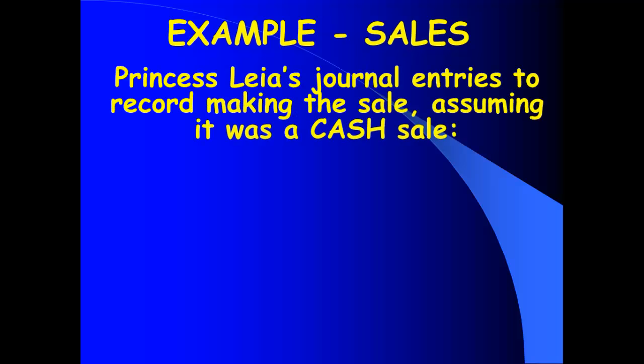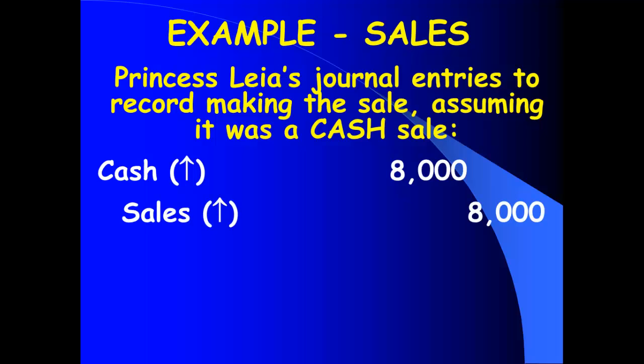First off, let's assume it was a cash sale. What do I have more of? Cash. Cash is an asset, goes up with a debit. We're going to debit cash for $8,000. And what else do I have more of? Sales is revenue, and revenue goes up with a credit. So I have $8,000 more cash, and I have $8,000 more revenue.